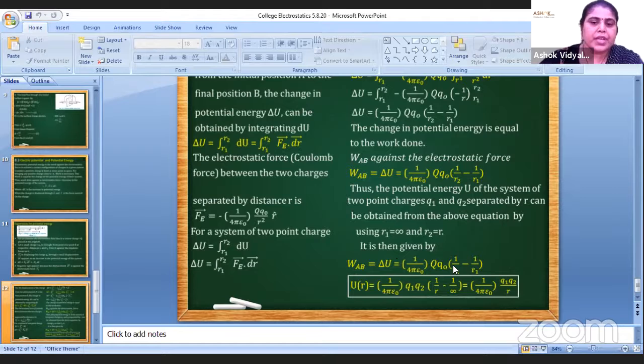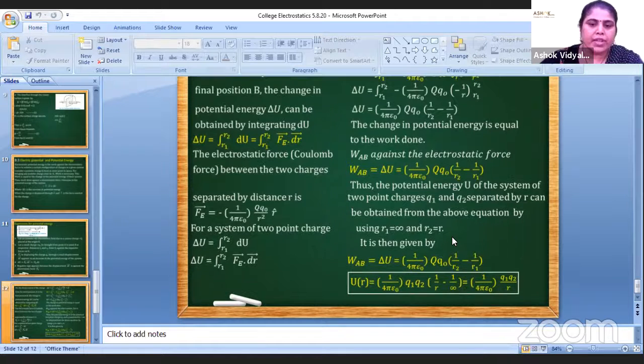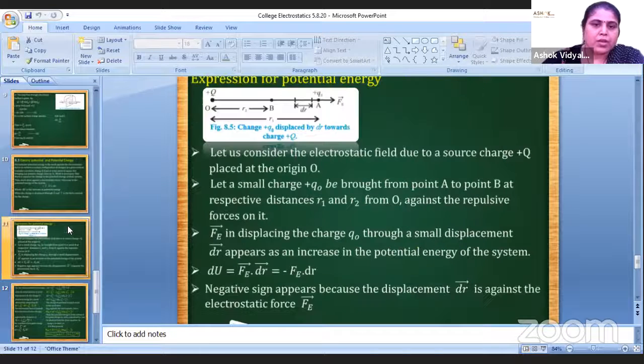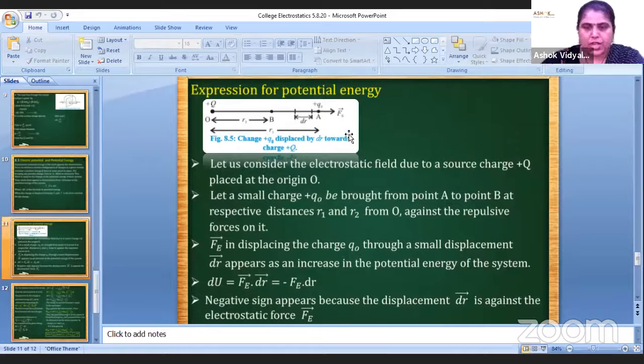Putting this value in this equation, we got 1 upon 4 pi epsilon naught into Q1 Q2 into 1 upon R minus 1 upon infinity, because here we take R2 is equal to R. 1 upon infinity is equal to 0. Therefore, finally, we got the equation U, that is this work done, for a two charge system, is equal to 1 upon 4 pi epsilon naught into Q1 Q2 upon R. This is nothing but the expression for the potential energy.